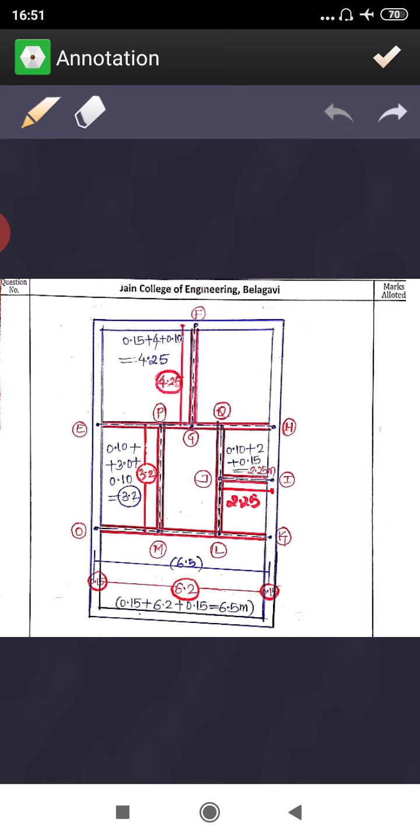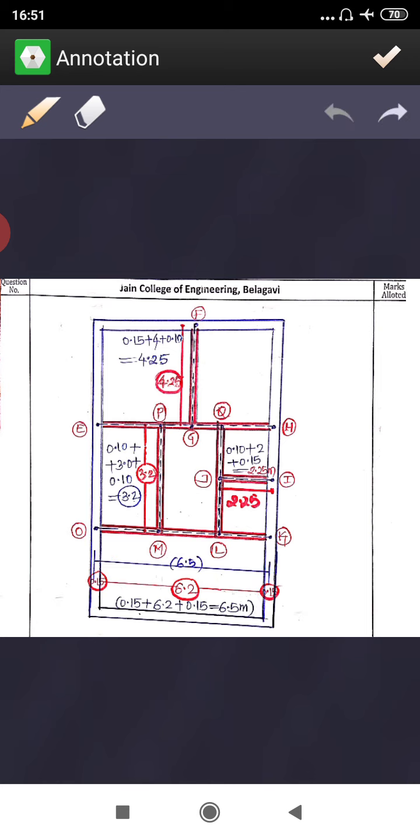Similarly for OK or EH. See here, I have shown the calculation for how I got this 6.5. 6.2 is the in to in distance plus half of the wall thickness here. 30 centimeter wall is there, so half of that is 0.15, and 30 centimeter here, so half of that is 0.15. So it is totally 0.15 plus 6.2 plus 0.15, which is 6.5 meter. In the same way, I have got the length for this.